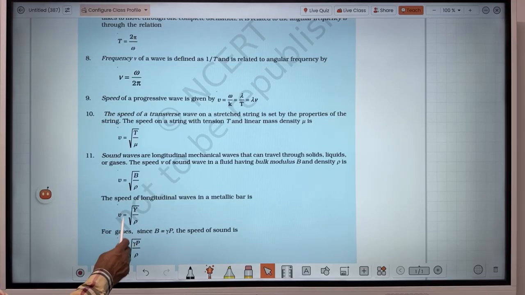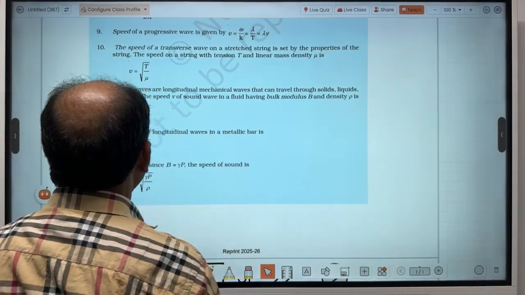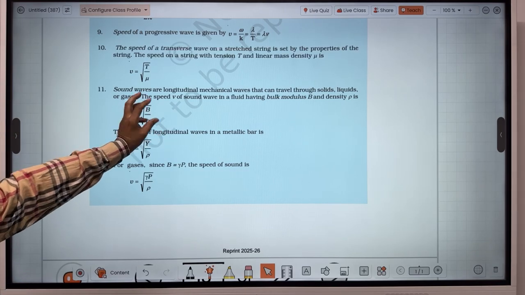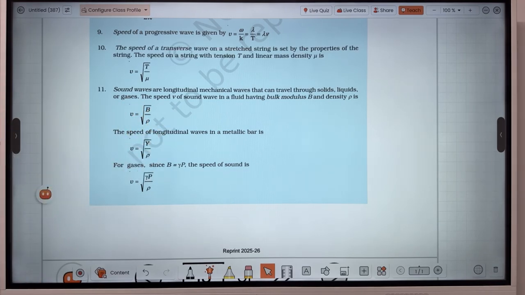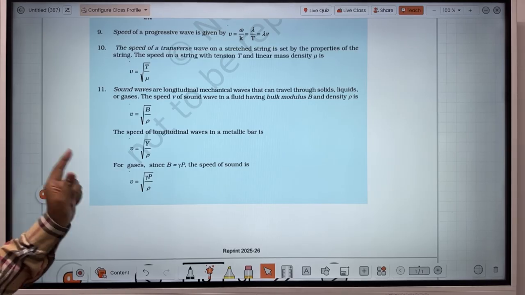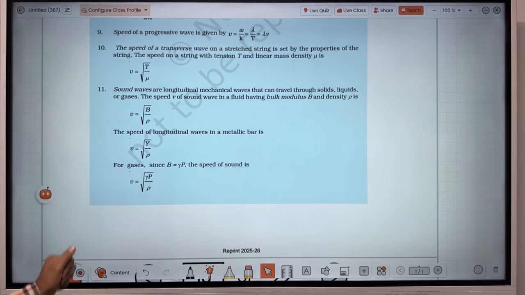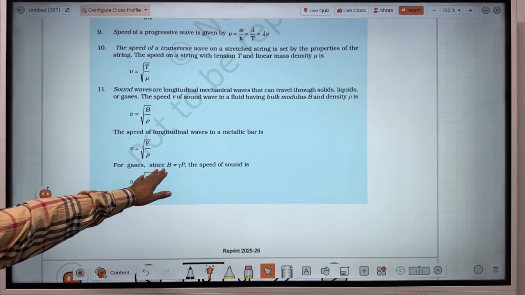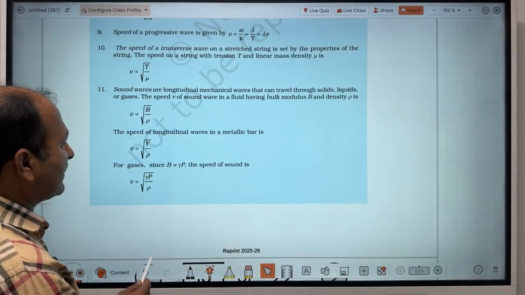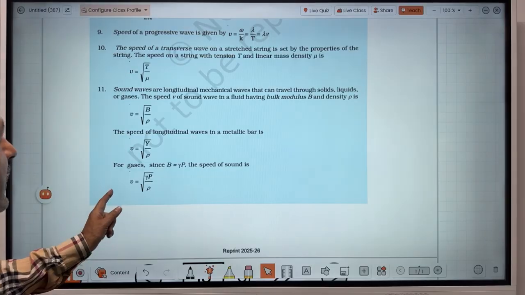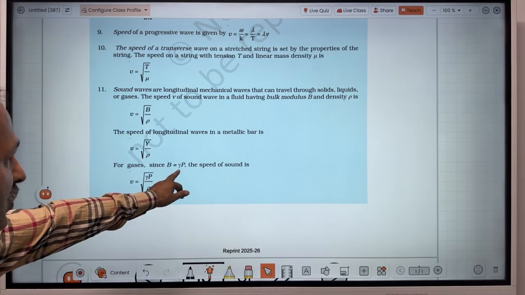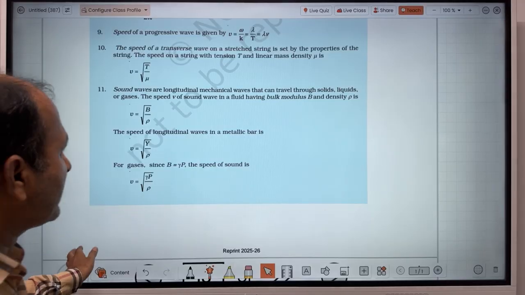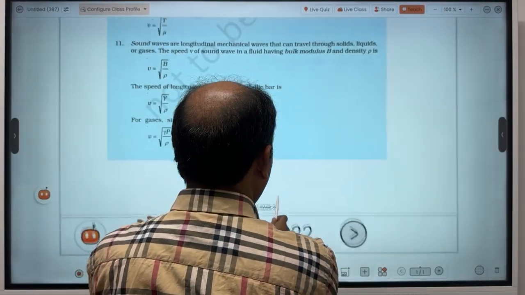This, if you remember, is the Laplace correction, because Newton gave this formula and when we evaluated it, we got 280 meter per second. That was less than the practical value, because the practical value is almost 330 meter per second. So Laplace suggested that the wave propagation is of adiabatic nature, and then he introduced gamma. After that we got around 330 meter per second. So that was the correct value.